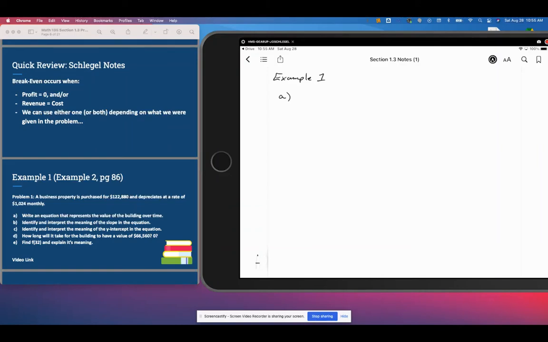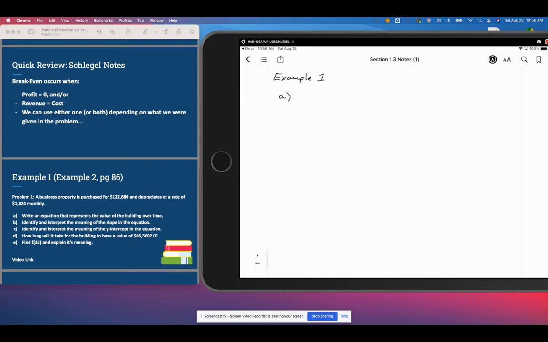So I will run through the quick review notes very quickly as we get started with example one here. In the quick review, remember that break-even occurs when profit is equal to zero, which is the same thing as revenue being equal to cost. In that case, you are making no money. You are at $0 profit, but also you are not in the hole. You have not lost money in whatever venture you are engaged in. So we can use either one of those depending on the context of the problem.